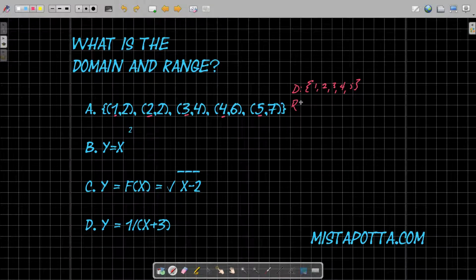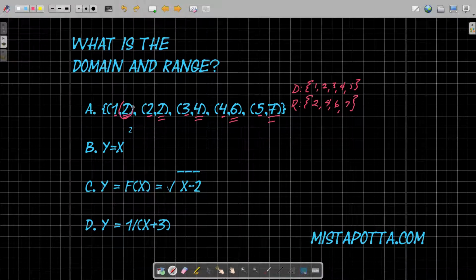My range is all of the numbers that I get out of my relationship. So 2, 2, 4, 6, and 7. So there's only 4 different values that I can get. I can get a 2 out of it, or I can get a 4 out of it, or I can get a 6 out of it, or a 7 out of it.